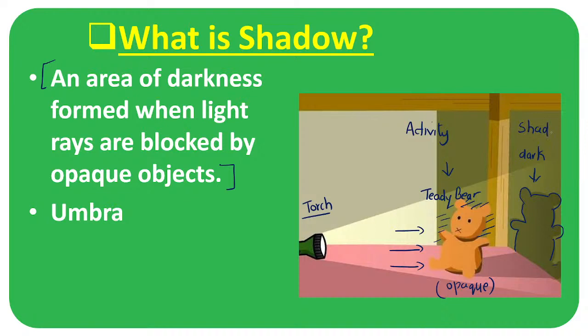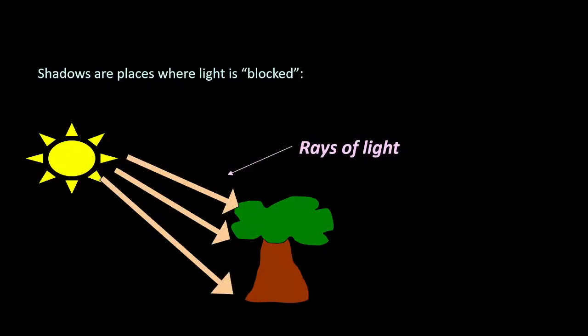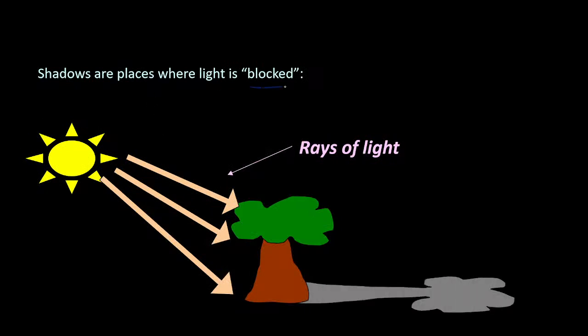What do we call these things? We call it a shadow. Let us see and understand shadow in detail. So a shadow is always going to form when light is blocked. When the light rays are blocked, a shadow will be formed. If the light rays are not blocked, will the shadow form? Will the shadow form if light rays are not blocked?